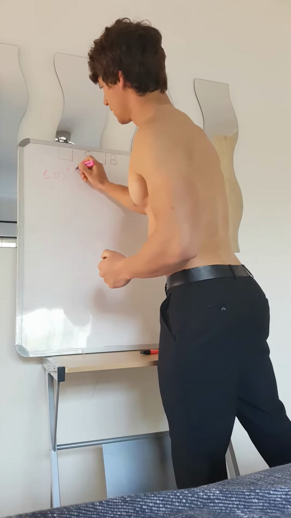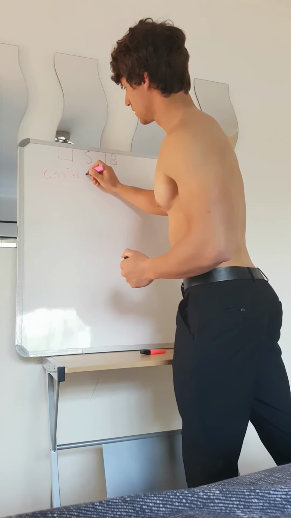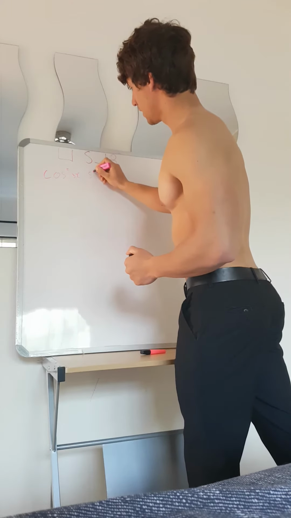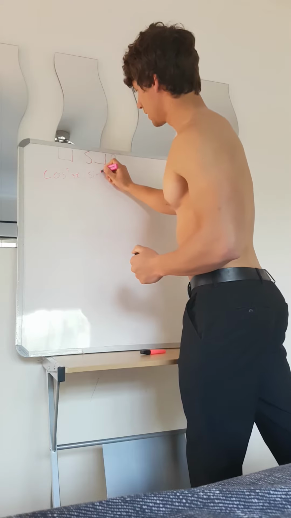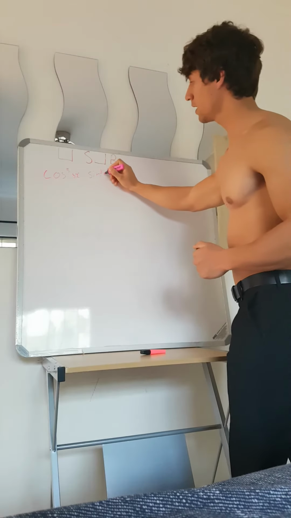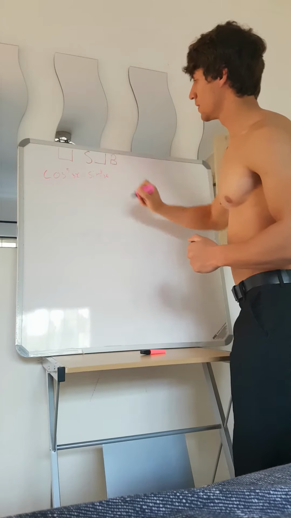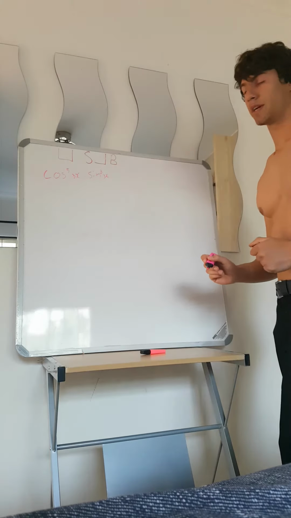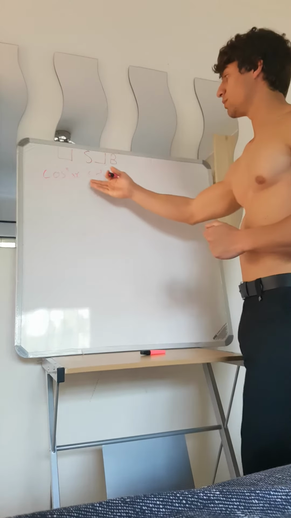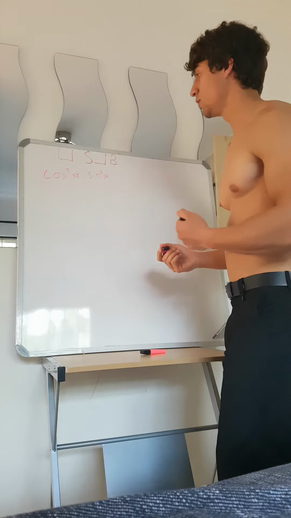Cos^5(3x) multiplied by sin^2(3x). Okay, now how are we going to integrate this? Well, first off, we need to break this down to something a bit more usable.